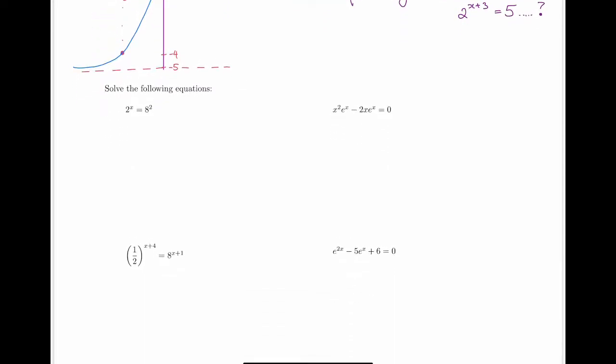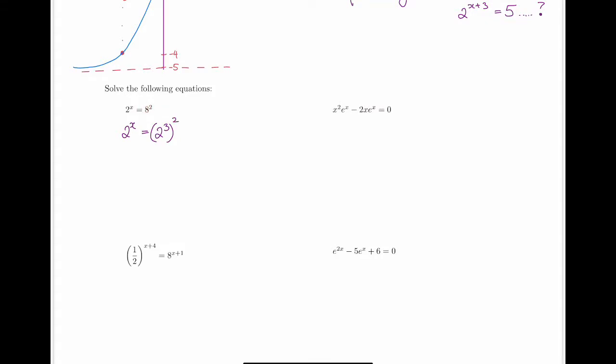Let's call them easy. The first one: 2 to the power x equals 8 squared. The one thing that we can try to do is get both sides of the equation to have the same base. In this case, I can see that 8 is 2 cubed, so I can replace 8 with 2 cubed, and then the whole thing is squared.